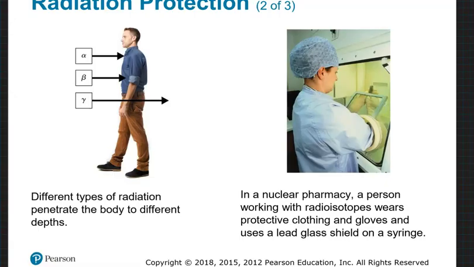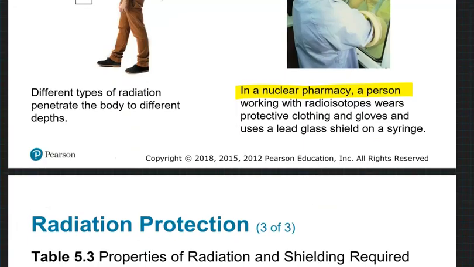This person right here doesn't appear to be working with whatever they're working on the bench. So obviously, clothing is not enough. The usual protection for beta emitters is the plexiglass shield. You can see that plexiglass shield in front of the person, right? Does that make sense? Okay.